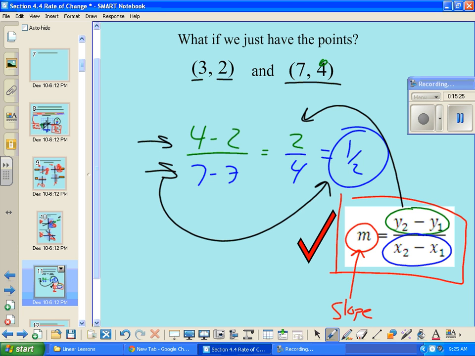I took 4 minus 2. So then when I subtract the x-coordinates, I have to take 7 and subtract 3. I just got to stay consistent. I always go from one point to the other. As long as I do that, I'll be able to find the correct slope of that line without even having a graph.